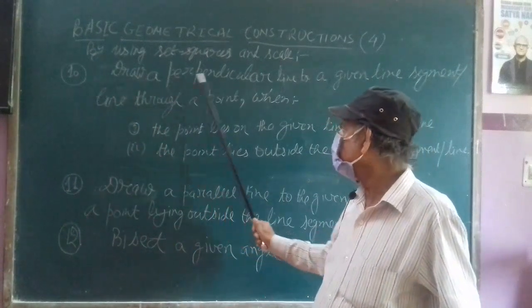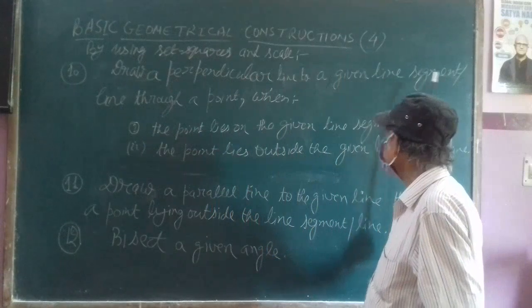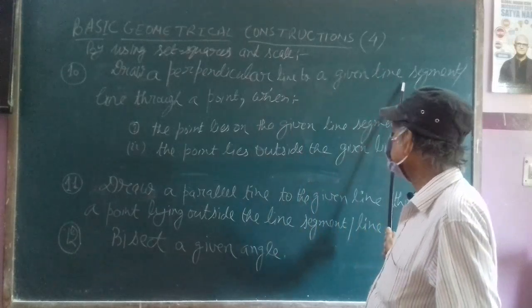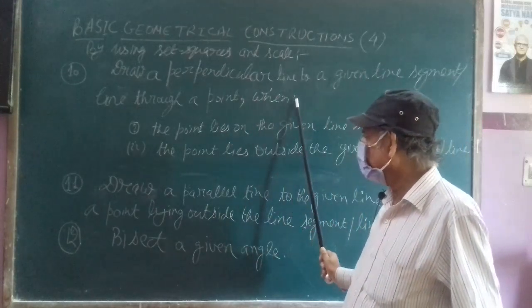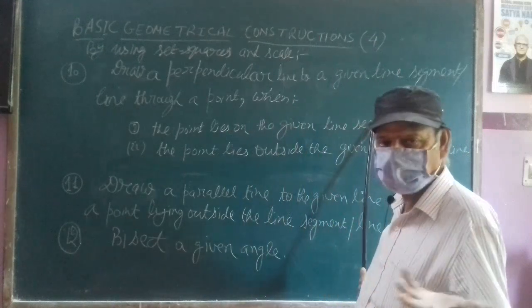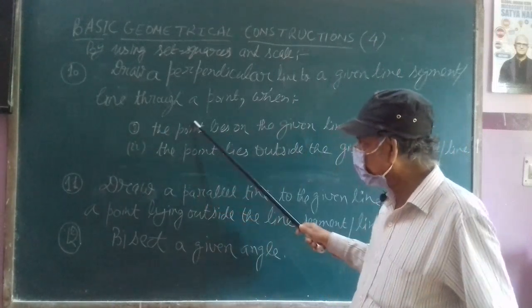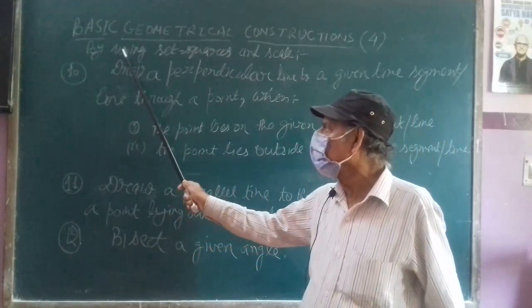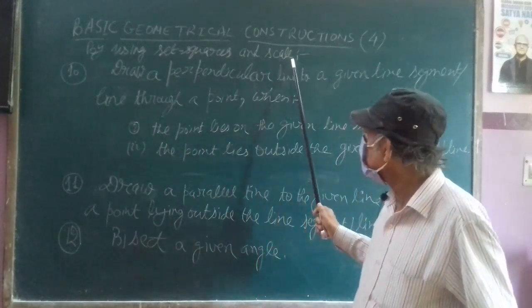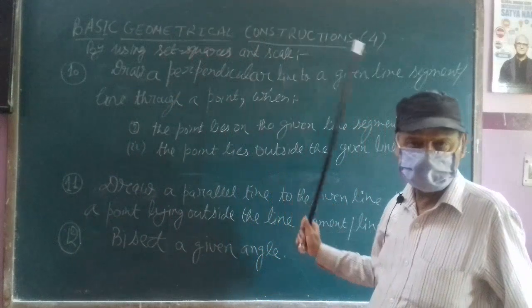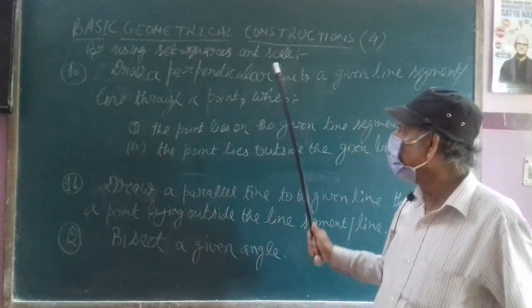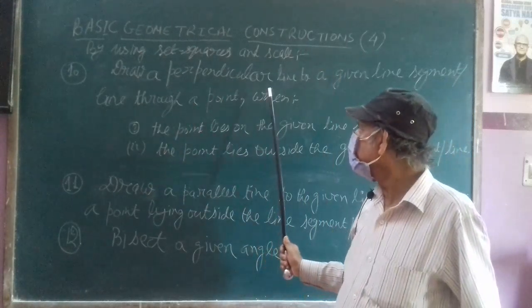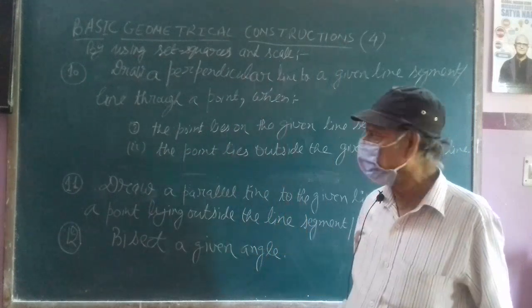Draw a perpendicular line to a given line segment. A line segment is given to you, and you have to draw a perpendicular line to this given line through a point, when the point lies on the given line segment or line. That means you have been given a line and a point lying on that line. You have to draw a perpendicular, but this time with the use of set square and scale. Previously you have done it with compass. Today you have to learn to draw it with the help of set square and scale.